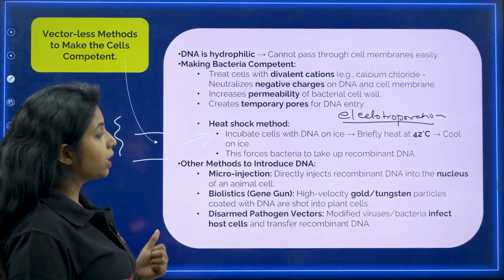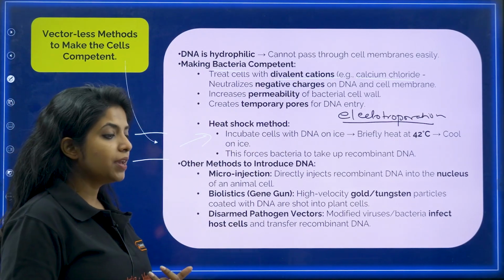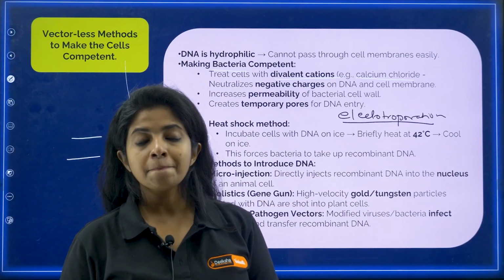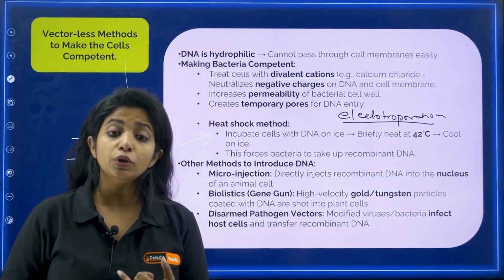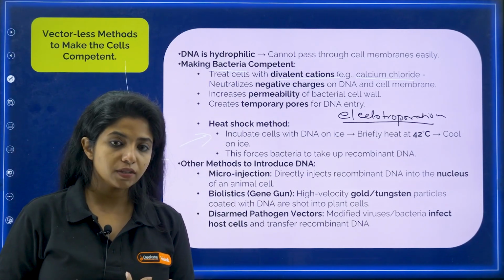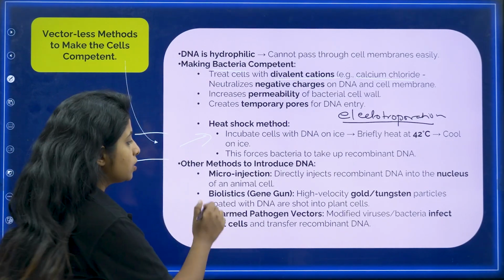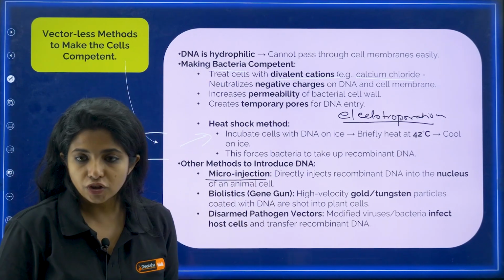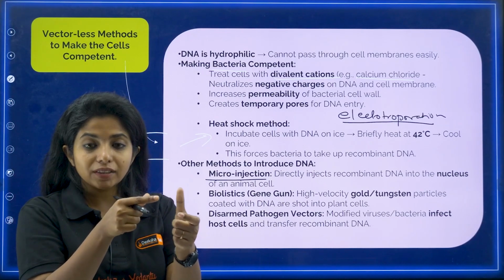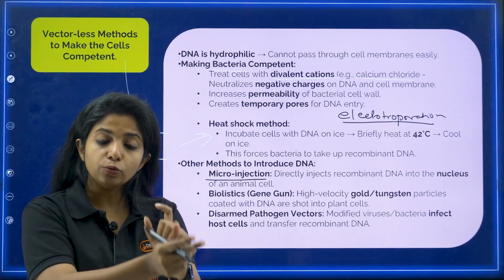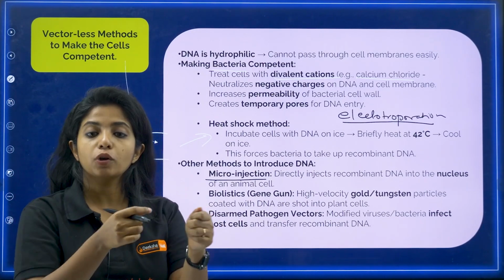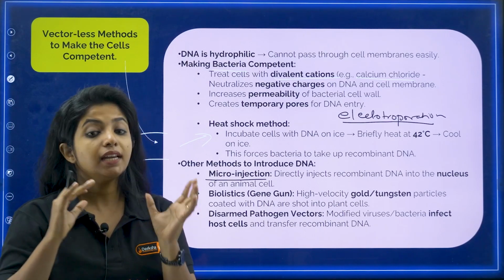Now what about other things? For example, I want to insert DNA into a human cell. What do I do? Without vectors, without a retrovirus, how can I insert it? Basically, there is a process known as micro-injection. Micro-injection, where you directly inject the recombinant DNA into the nucleus of an animal cell using a micropipette.